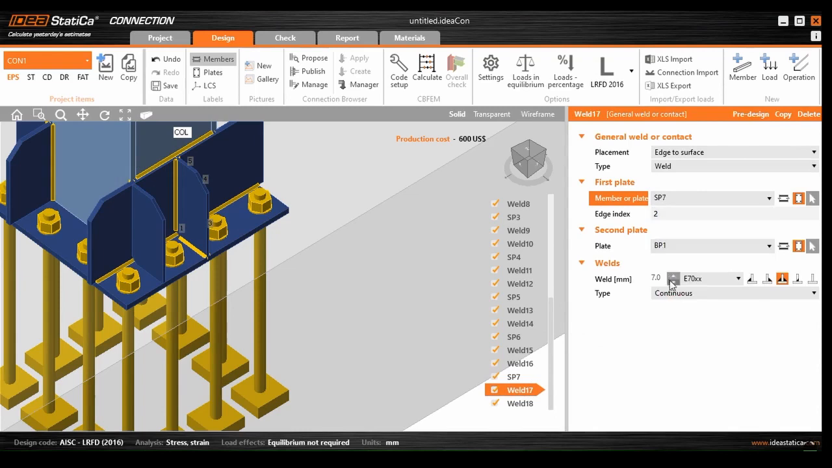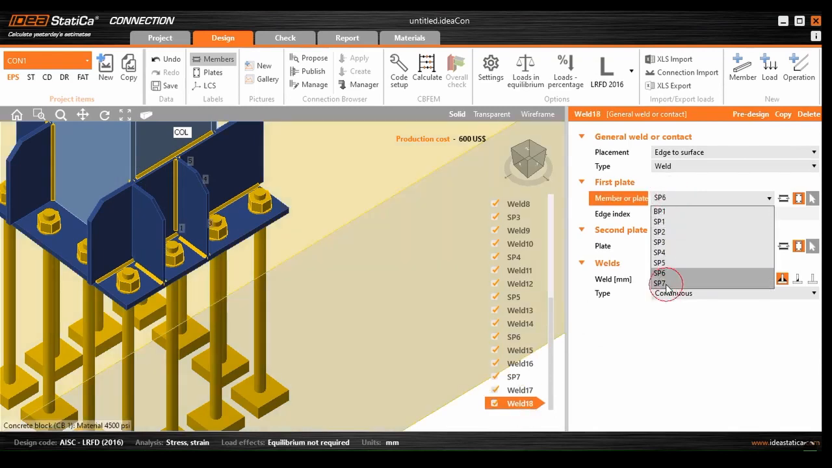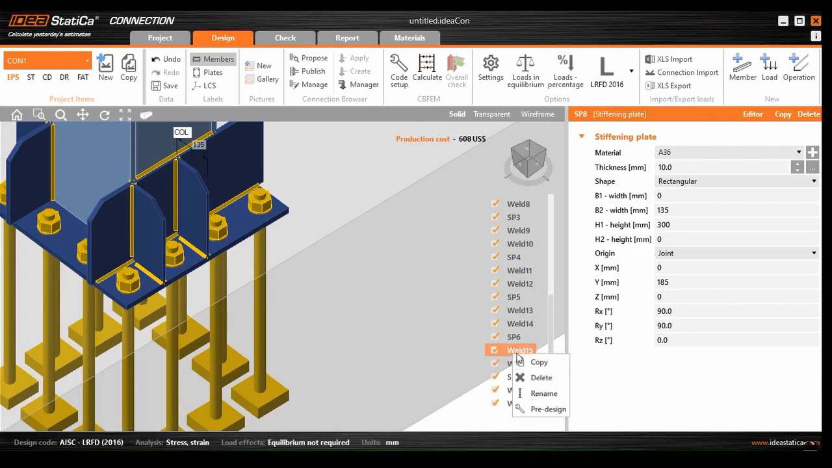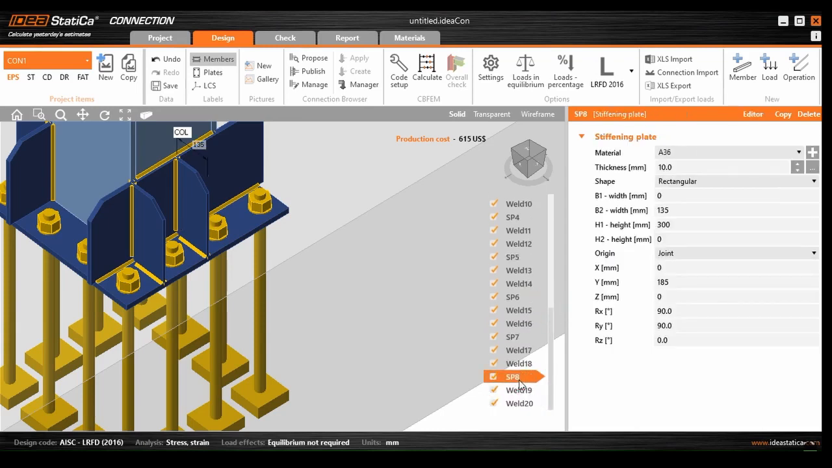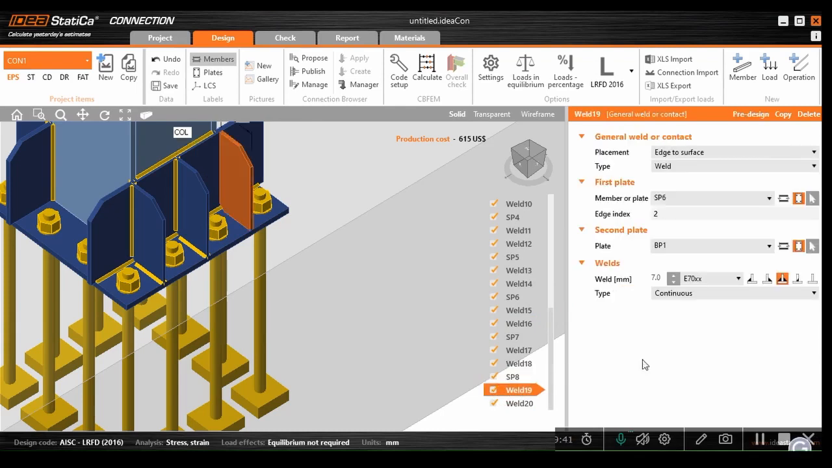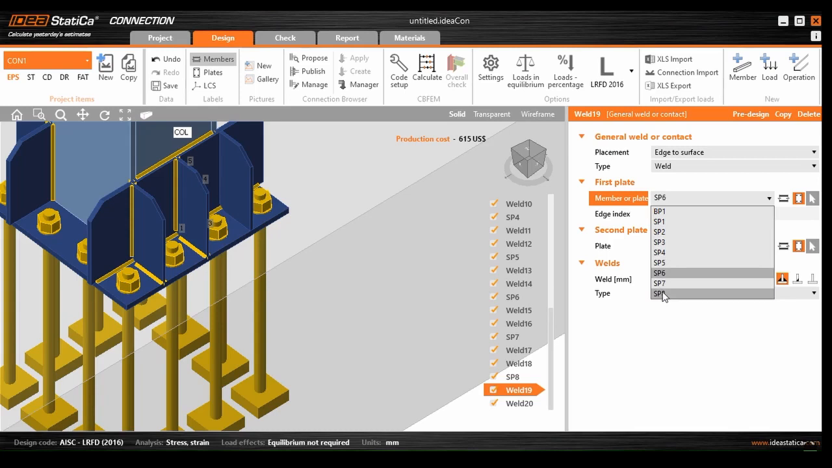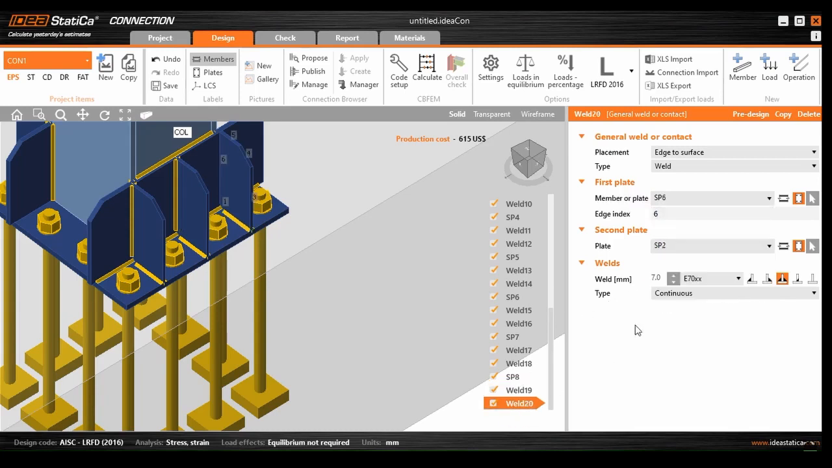Change it to SP7. Okay, now create another copy of SP6 and weld 15 and weld 16. Okay. Choose SP8 and choose SP8.